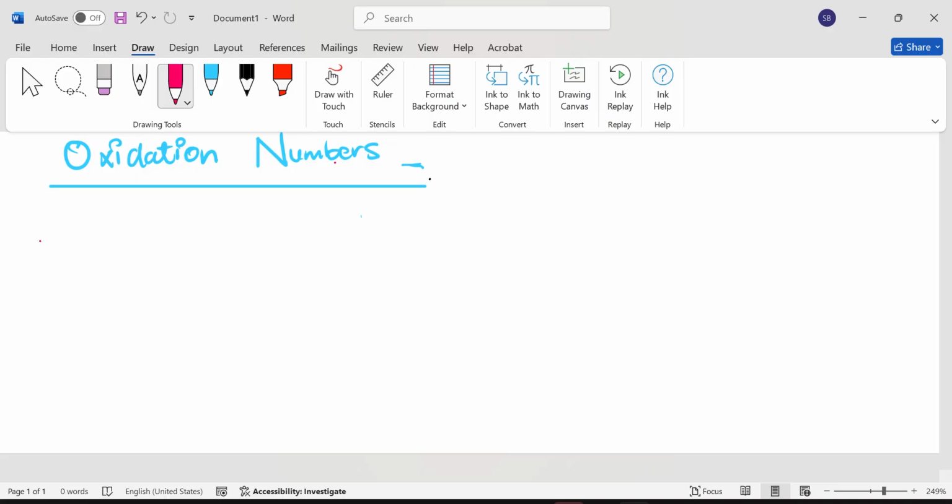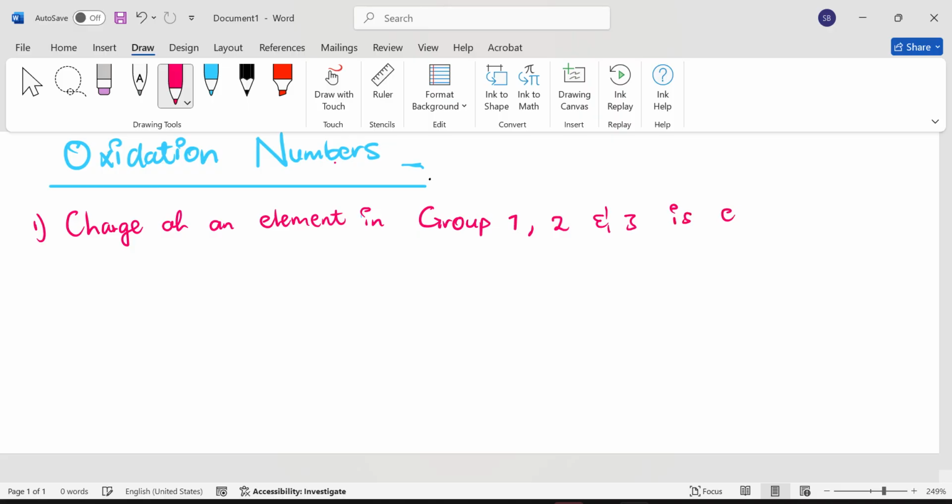So that's the first rule. We start there. We say the charge of an element in certain groups, say group 1, group 2, and group 3, is equal to the oxidation number of that particular element.